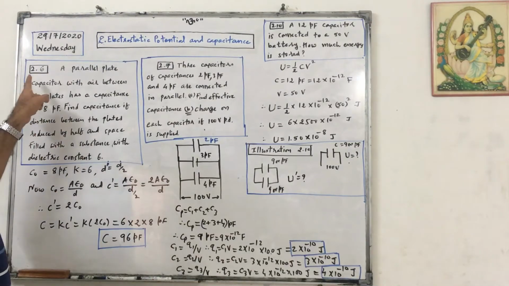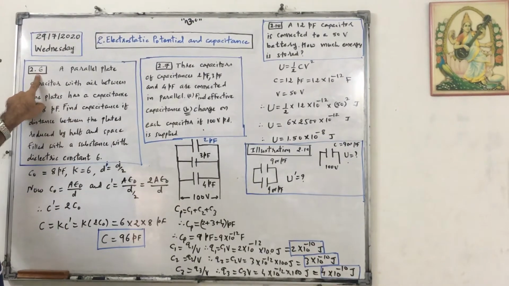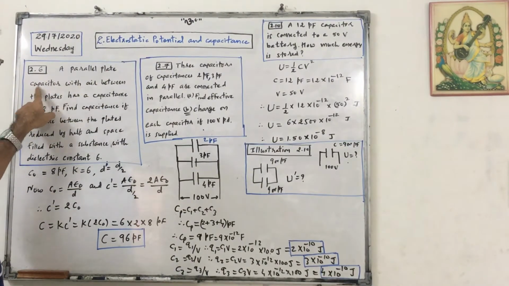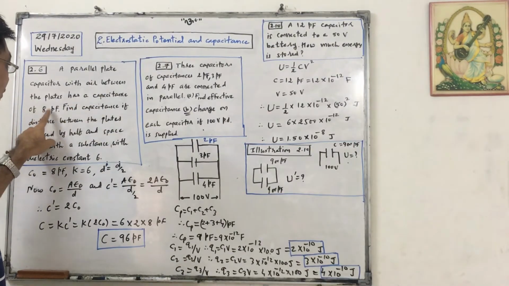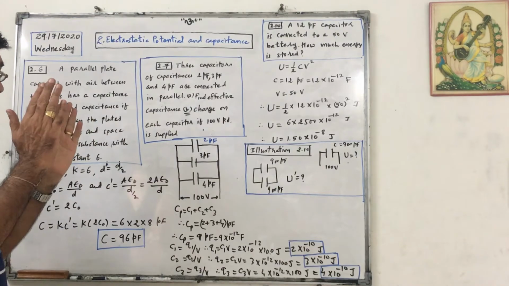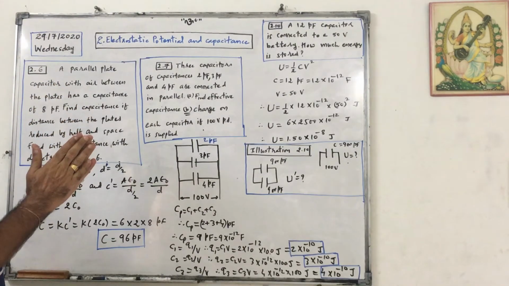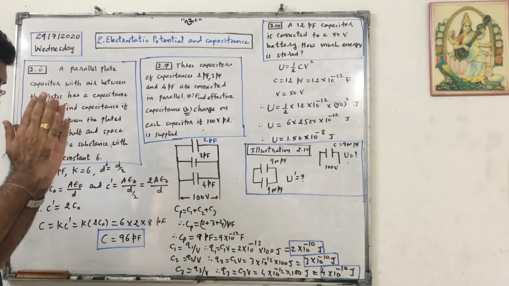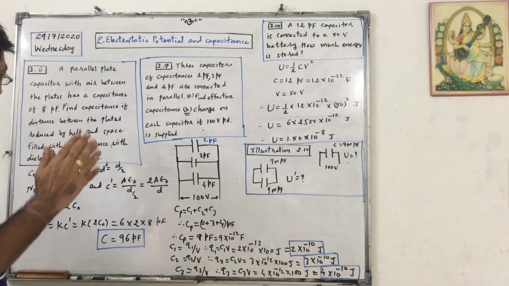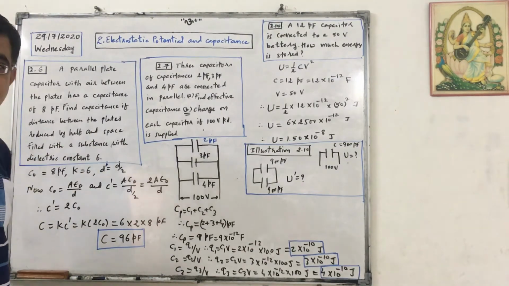So these are exercise problems. This is 2.6. A parallel plate capacitor with air between the plates has a capacitance of 8 picofarad. Find the capacitance if the distance between the plates is reduced to half, and the space between the plates is filled with a substance with dielectric constant 6.